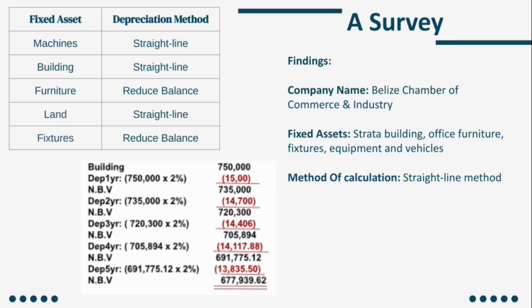Some factors that we discovered had been taken into consideration when choosing a depreciation method were type of asset, useful life, tax implication, financial reporting requirements, and industry standards.